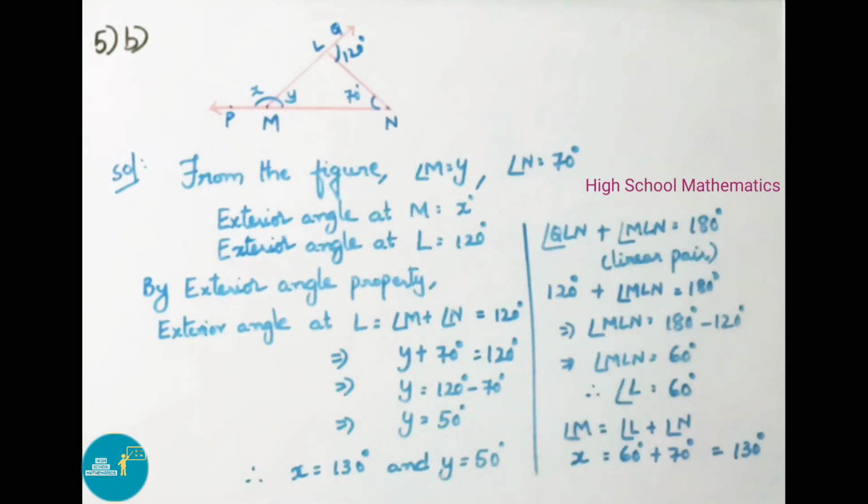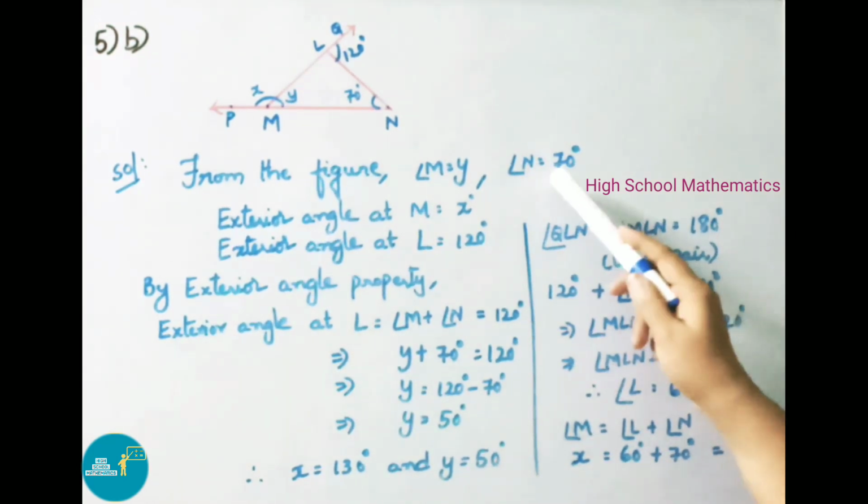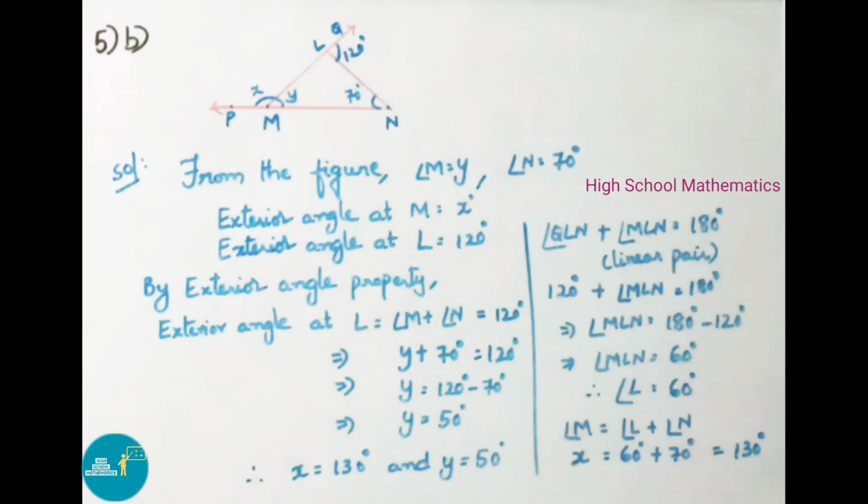Now exterior angle at M equals angle L plus angle N. Angle M here is x degrees. So x equals angle L, which we got as 60 degrees, plus angle N, 70 degrees. That equals 60 plus 70, that is 130 degrees. Therefore x value is 130 degrees and y value is 50 degrees.